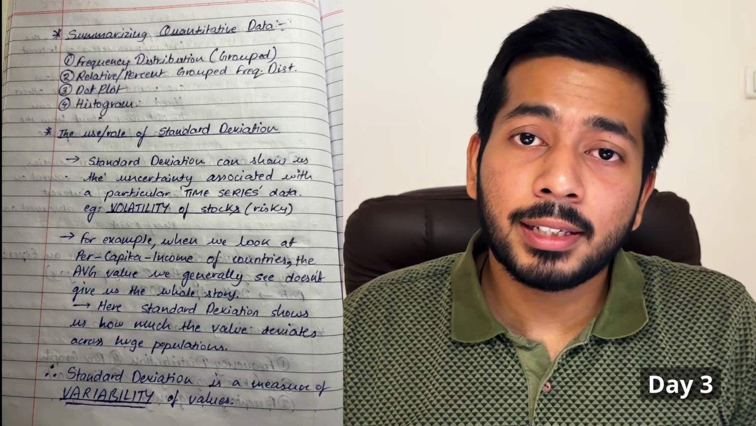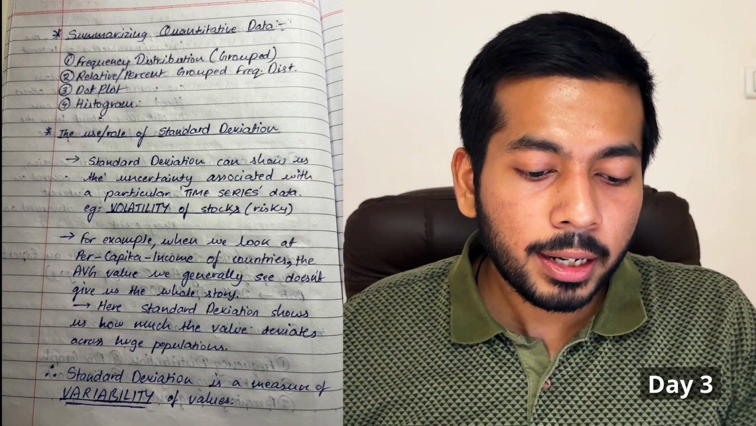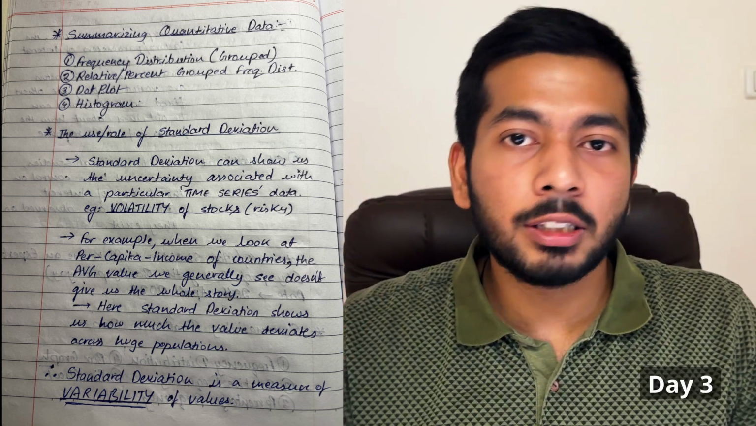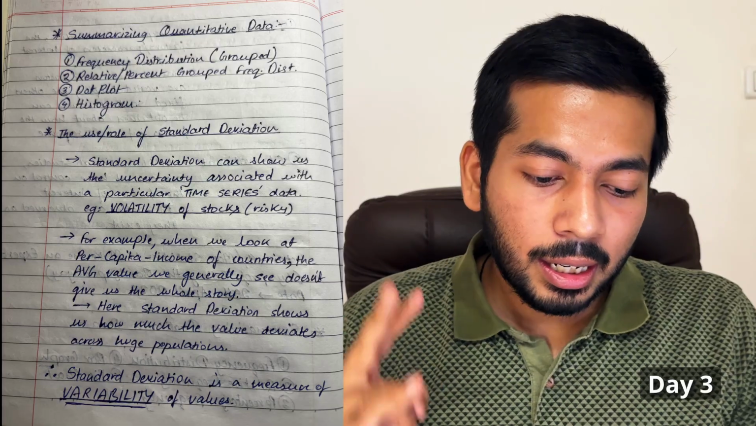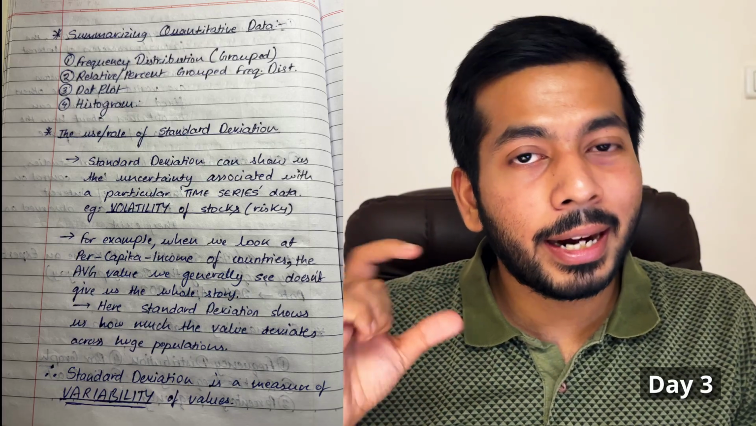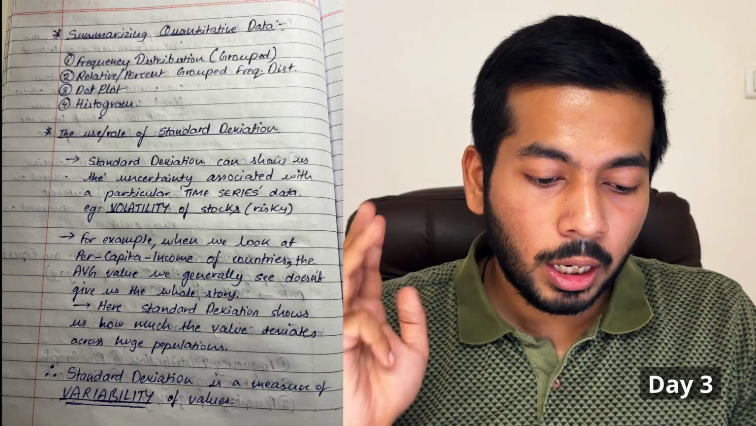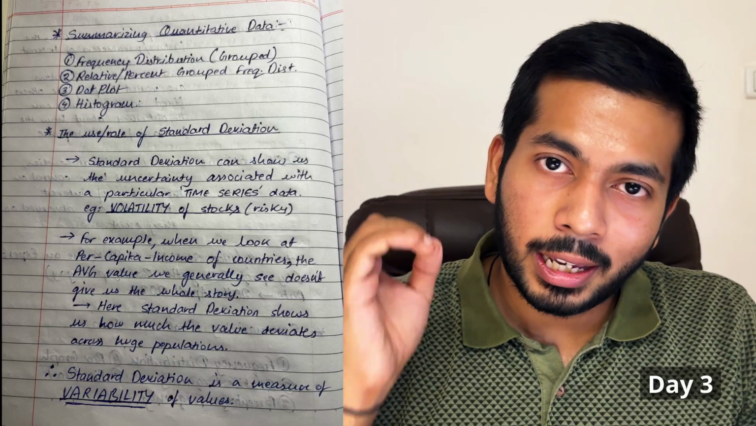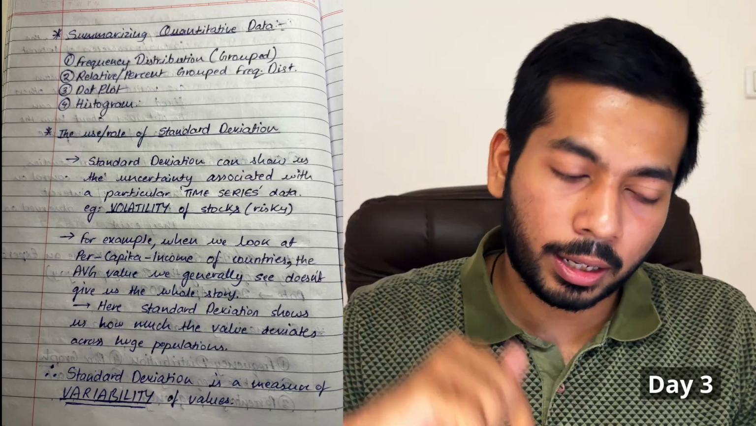Now about summarizing quantitative data. How do we do that? Frequency distribution, but grouped, or interval basis frequency distribution, as we have seen. Second is relative or percentage, as we've just discussed, but again grouped or interval based frequency distribution. Third is a dot plot or a scattered plot. These are plots that are used. And fourth is histogram, which we've already talked about in the last lecture.